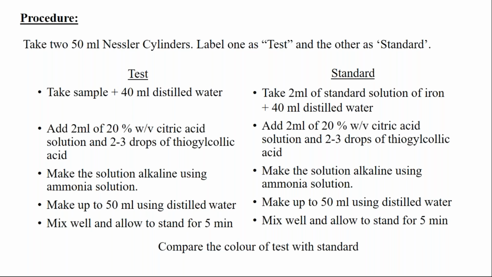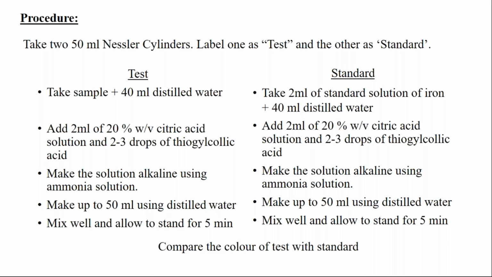Later to this, you're going to add 2 ml of 20% citric acid solution and 2 to 3 drops of thioglycolic acid. Next, you're going to make the solution alkaline using ammonia solution. After the whole solution has turned alkaline in nature, you're going to make up the volume to 50 ml using distilled water. Next, you're going to mix well and allow to stand for 5 minutes. In this standard Nessler cylinder, you're going to take 2 ml of the standard solution of iron. Then you're going to add 40 ml of distilled water and the rest of the steps are the same as what you have done for the test.